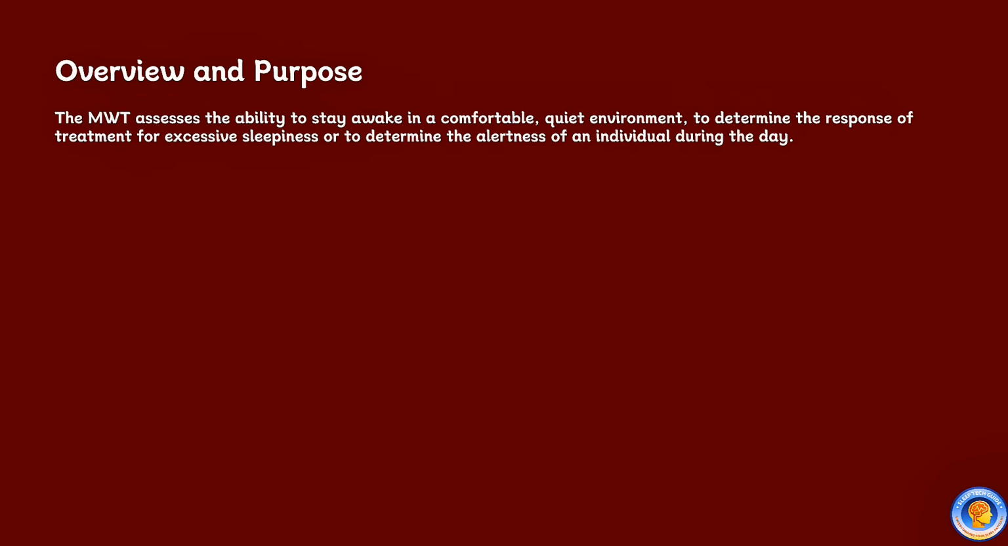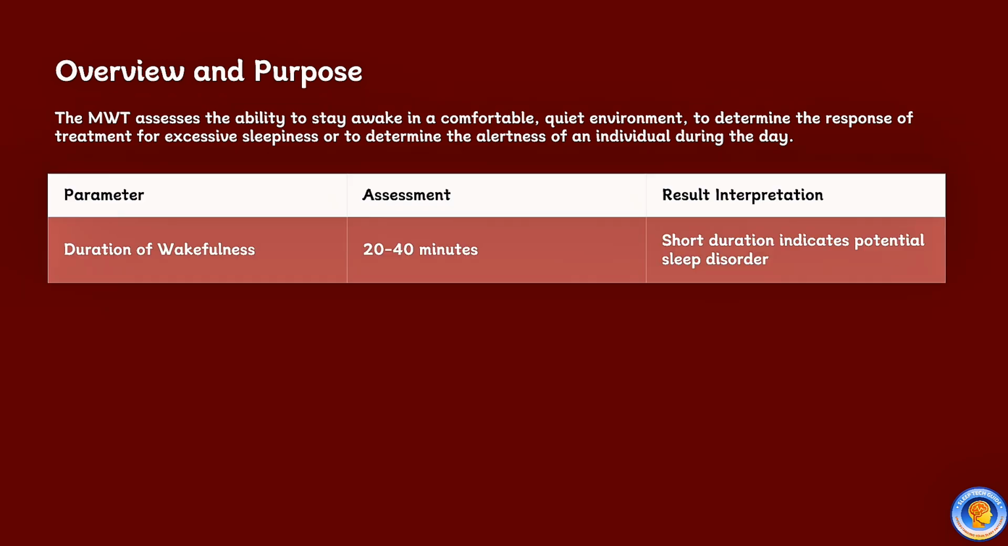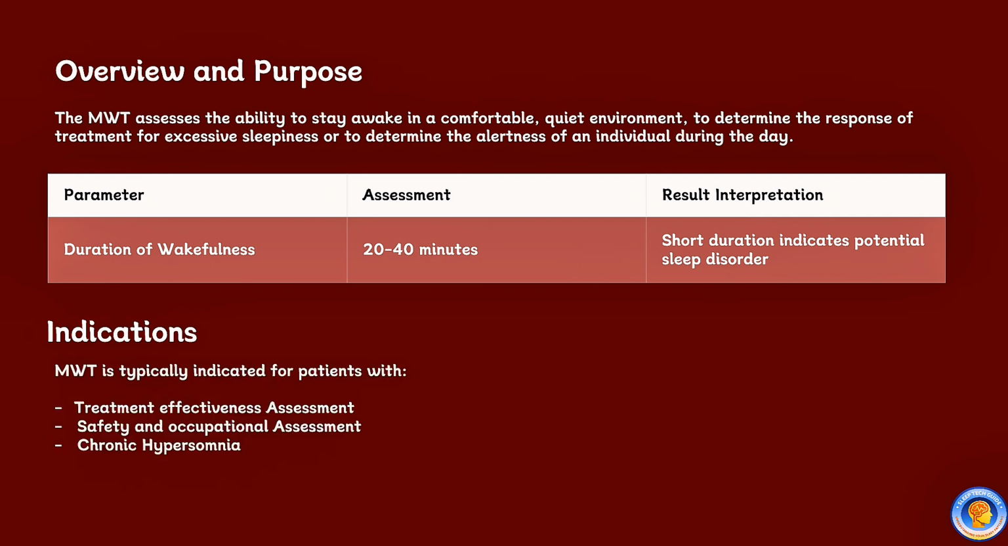So, MWT assesses the ability to stay awake in a comfortable, quiet environment and to determine the response to treatment for excessive sleepiness or to determine the alertness of an individual during the day. The parameter which we measure is the duration of wakefulness. Assessment is 20 to 40 minutes, and a short duration indicates a potential sleep disorder. We use MWT mainly for checking treatment options, safety for driving or jobs, and chronic hypersomnia, so this test is very important in real life functioning.